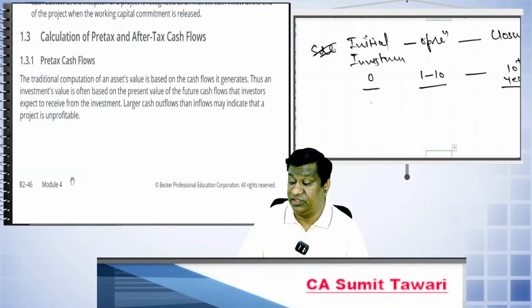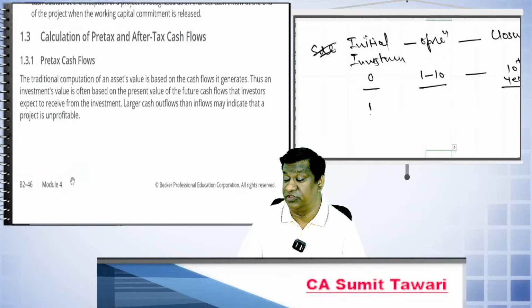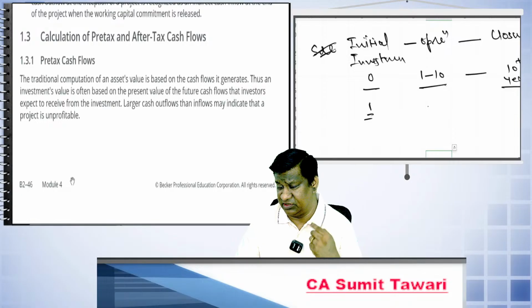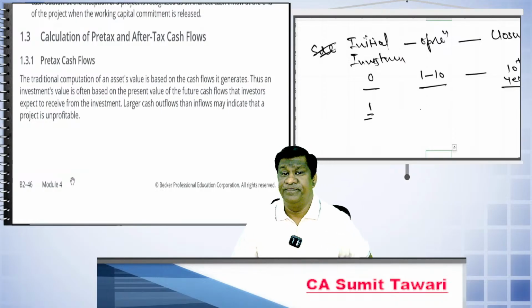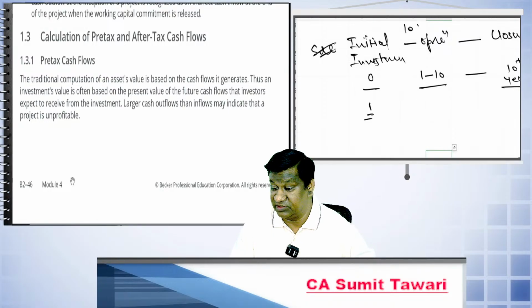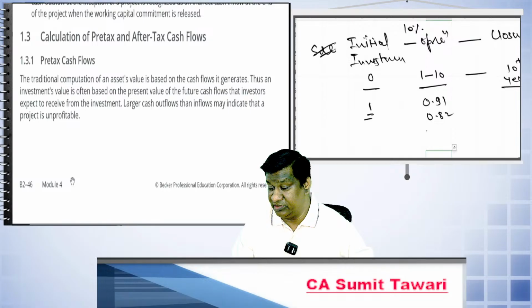Why I gave 0, 1 to 10 and the 10th year: whenever I am using the discounting factor for initial investment, I always need to use 1 as the discounting factor. For years 1 to 10, at the end of the first year the discounting factor is different, at the end of the second year the discounting factor is different. Like this, if I consider 10% as the discounting rate, for the first year it is 0.91, second year it is 0.82, third year it is 0.